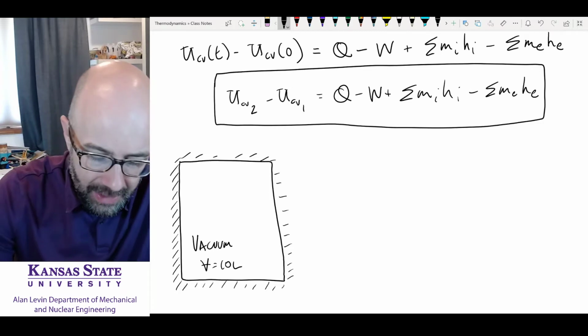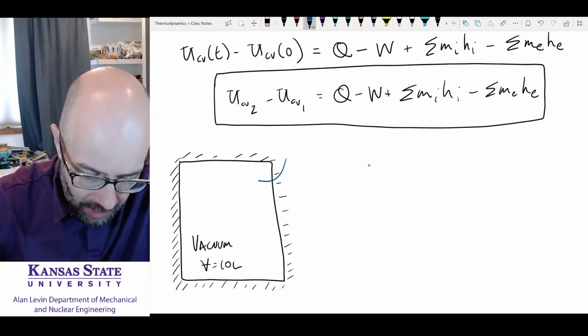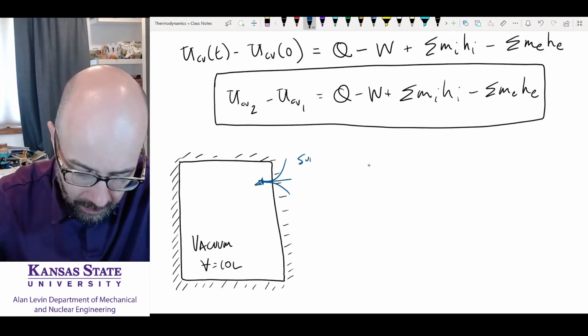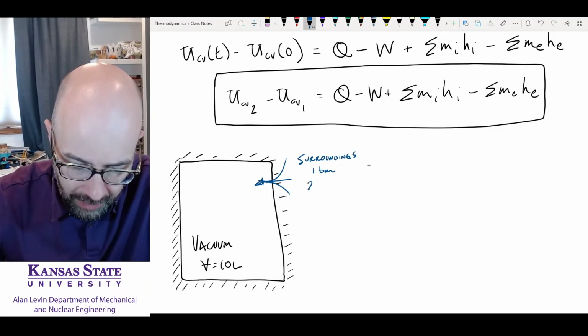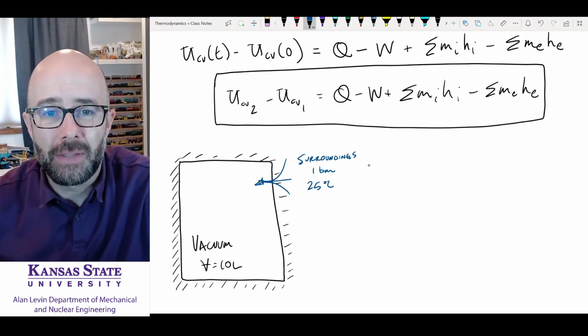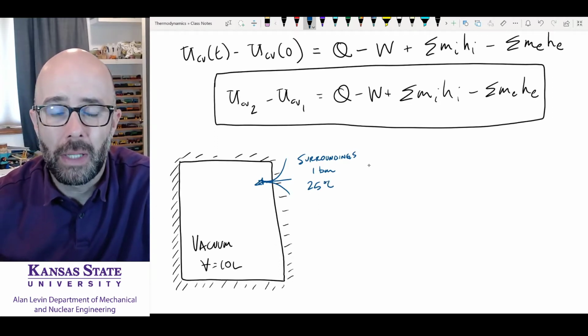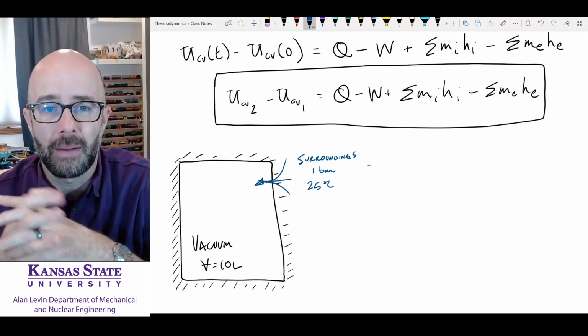And what's going to happen is it's going to develop a little hole in the side of it, and we're going to have air rushing into this tank. Okay, so what happens is the surroundings is 1 bar and 25 degrees Celsius. And this tank is going to fill up. This vacuum is going to fill up until we have equilibrium happening, so that the pressure is equal inside and outside of that tank. Okay.